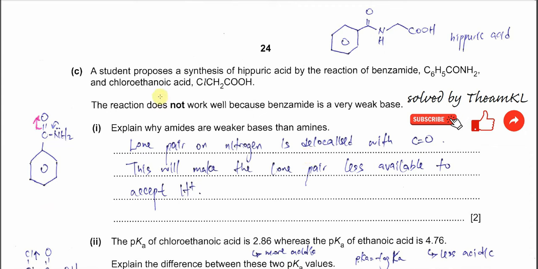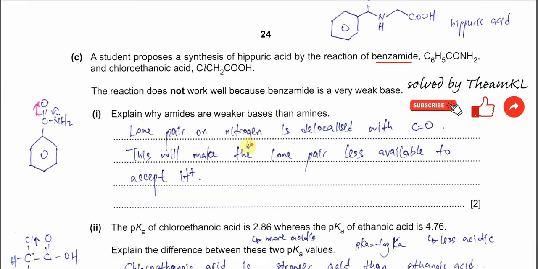Okay, part C. A student proposed a synthesis of hippuric acid by the reaction of benzamide and chloroethanoic acid. The reaction does not work well because benzamide is a very weak base. Part 1, explain why amides are weaker bases than amines. First, you need to know what causes the basicity. So it must be the lone pair on the nitrogen. Whether it's more available or not, because the base is the one that is able to donate its lone pair and gain the proton. So if the lone pair on the nitrogen is more available, it means it's a stronger base.